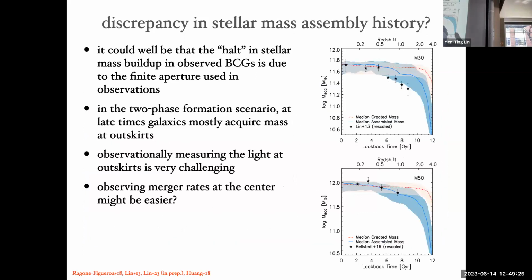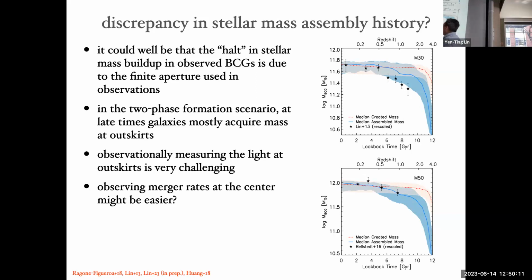So in this study done by someone whose name, unfortunately, I cannot pronounce, they use hydrodynamical simulations to study the BCG mass growth. So BCG mass as a function of time or redshift. The red line represents the stellar mass formed in situ, while the blue shaded region is the mass when they consider BCG mass within a fixed aperture. So there appears to be reasonably good agreement with my measurement back in 2013.